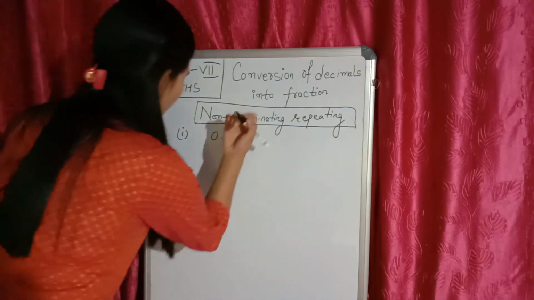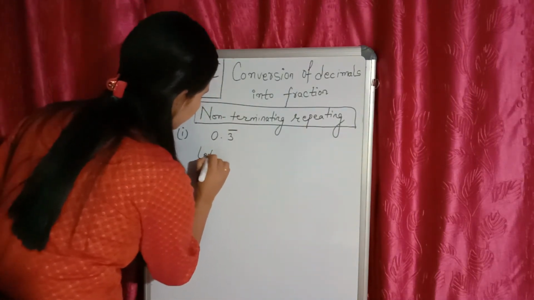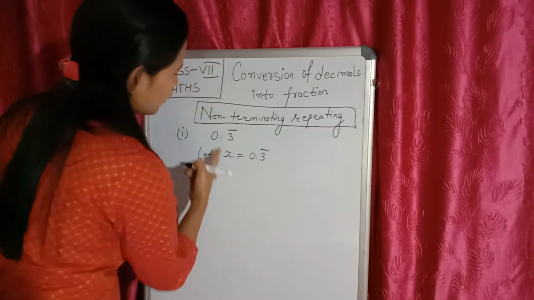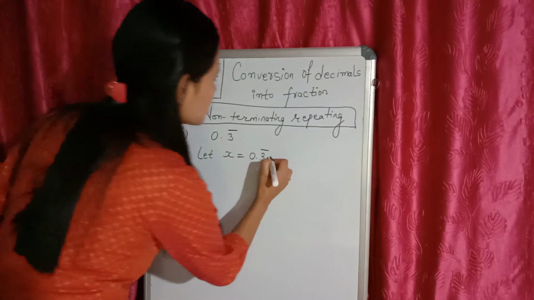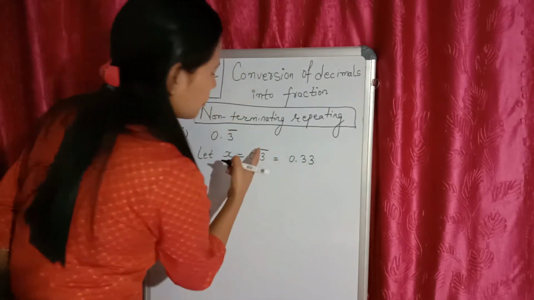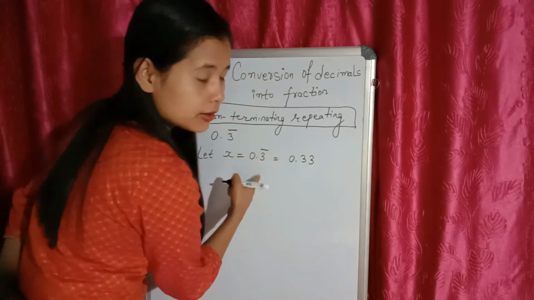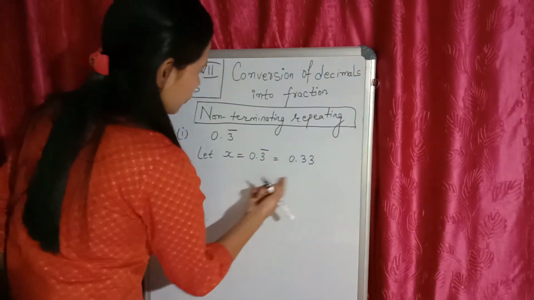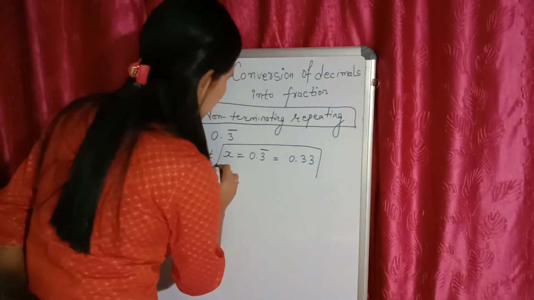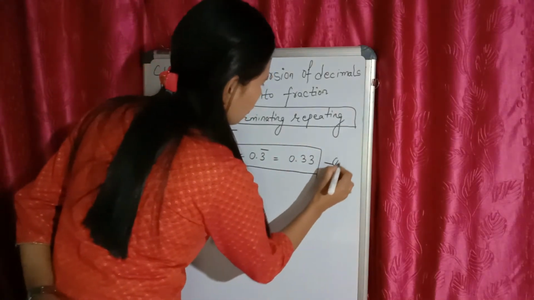We begin by assuming, let x equal 0.3 bar. We are assuming the given decimal to be x, which can be written as 0.33..., because the bar indicates that this digit is repeating. Okay, so we write it this way. Let us name this equation 1.